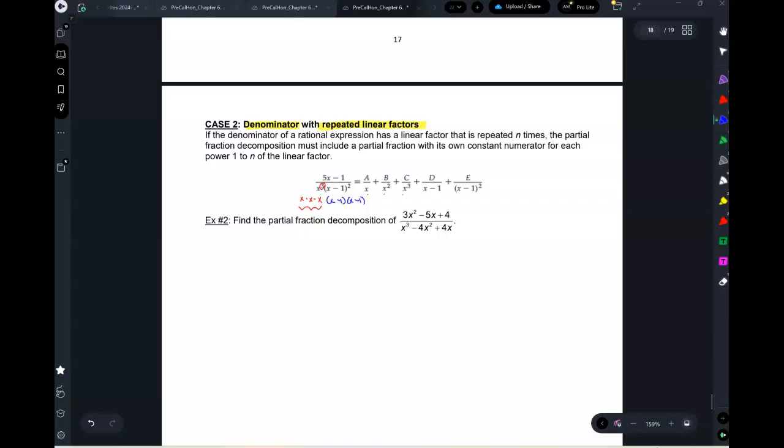Then I have a repeated x minus 1 twice. So I need 2 fractions dedicated to x minus 1, starting with x minus 1 to the 1, x minus 1 to the 2, done.